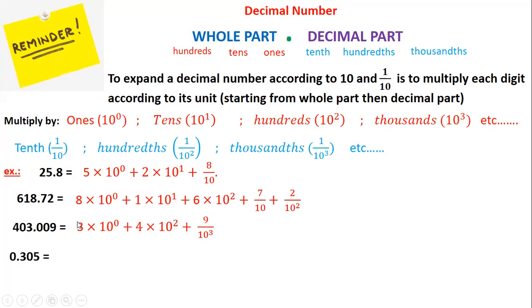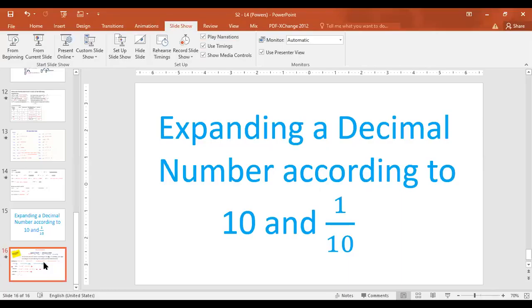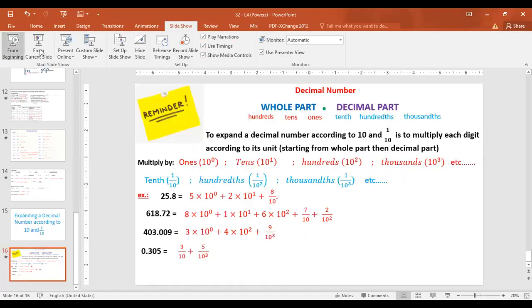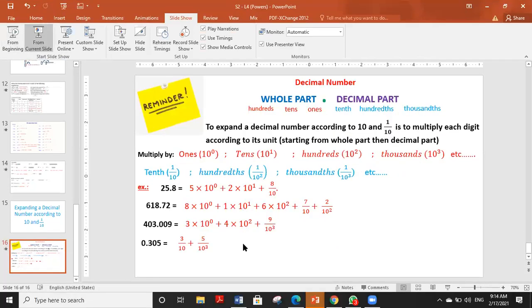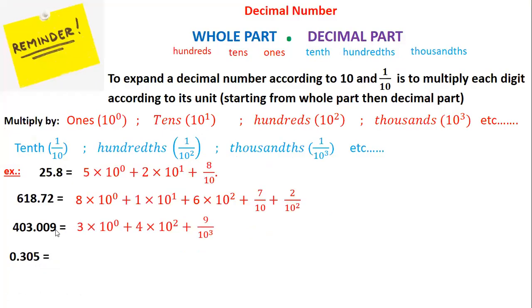Now I move to the decimal part. It's not necessary to write 0 over 10, 0 over 100, because the 0 is not necessary to write. So we simply write 9 is in the thousandth, and the thousandth we write it over 10 cube. So directly the digit in the thousandths, I write it 9 over 10 cube.